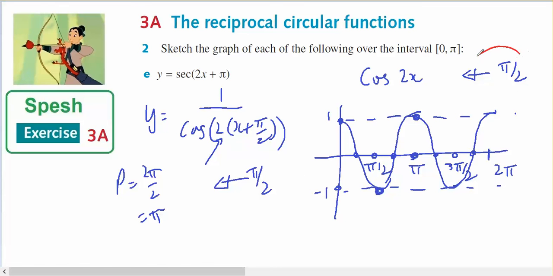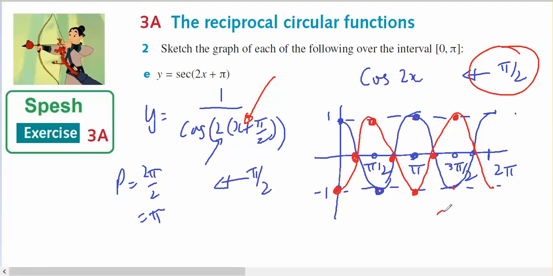So it's been moved to the left, pi on 2, because that was plus pi on 2. So this point here goes over pi on 2, so we'll go to there. This point here will move over to there, pi on 2. This is at 3 pi on 2, that will go over to pi. This was at 3 pi on 4, that goes to there. This goes over to there. This point goes over to there, and this point goes over to there. So that's what the graph of the cos of 2x plus pi on 2 looks like.